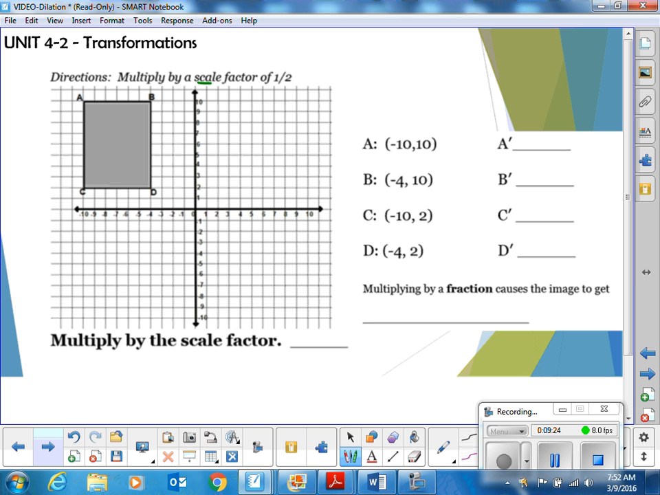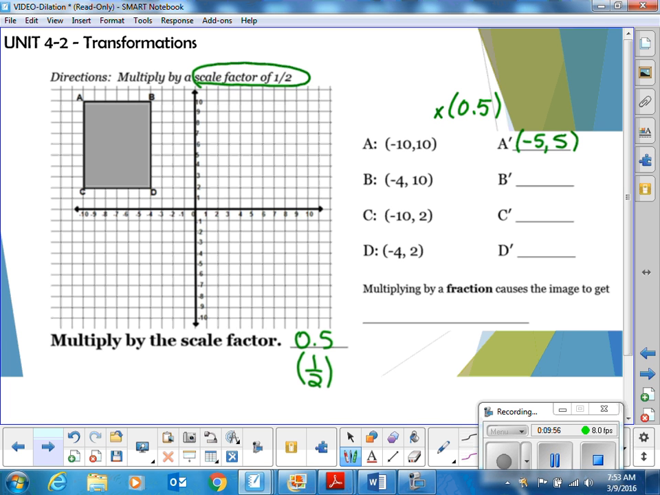Now we're going to be multiplying by a scale factor of 1/2. So I'm going to change that to 0.5. Remember, that's the same as 1/2. So I'm going to multiply each of these by 0.5 or 1/2. I can also ask myself, what is half of this number? And that's another way to do it. So what is half of -10? That's going to be -5. Half of 10, 5.